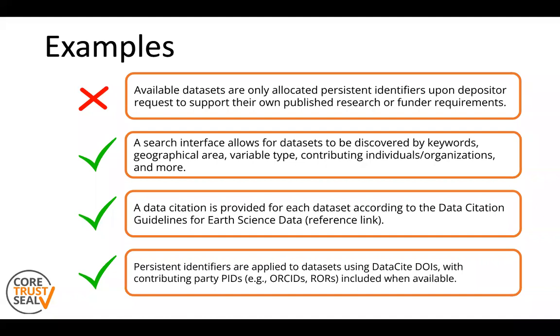Better statements are something like: there is a search interface that allows for data sets to be discovered by keywords, geographical area, the variable types, contributing individuals or organizations, and more. Or, a data citation is provided for each data set according to the data citation guidelines for earth science data with the link. So that would be a great approach for that referable citation in the case of some earth science domain. Or, persistent identifiers are applied to datasets following DataCite DOIs with the contributing party PIDs such as ORCIDs and RORs included when available.